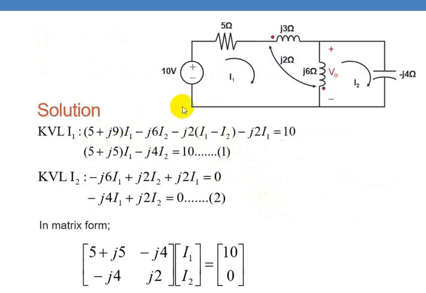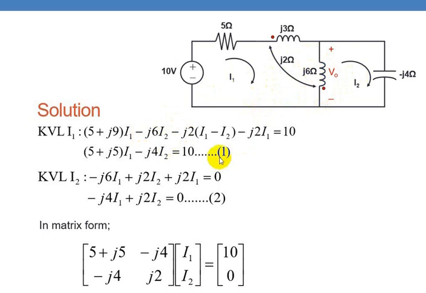Now let us write the equations. Again, Z11 is, so add the resistances and reactances in this mesh, 5 plus J9 into I1. Then Z12 is nothing but the common impedance between the two meshes. It is J6 into I2. The minus sign is written here because these two currents are flowing in the opposite direction. So one goes top to bottom and another goes bottom to top.